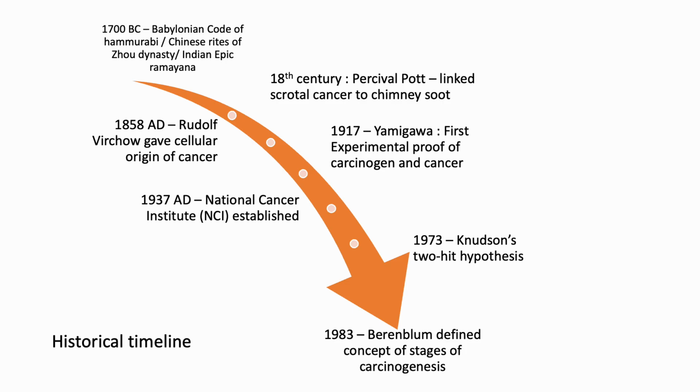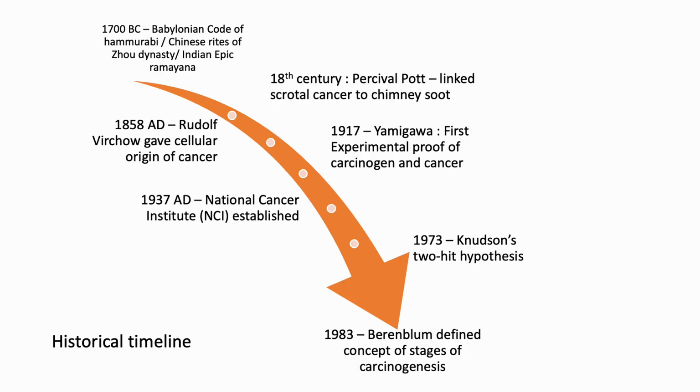Starting with the historical timeline, words related to tumors were mentioned in 1700 BC in the Babylonian Code of Hammurabi, the Chinese rites of the Zhou dynasty, and even in our Indian epic Ramayana. Then in the late 17th or 18th century, Percival Pott, an English surgeon, linked scrotal cancer to chimney sweeps.